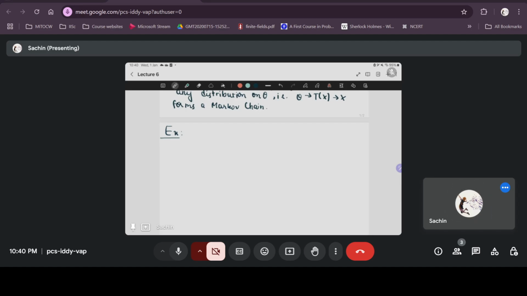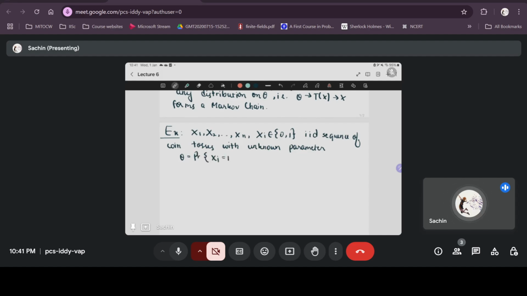Okay, let's see the example. So you have a sequence of random variables X1, X2, up to Xn. Each of the Xi's takes a value either 0 or 1. And this is an IID sequence of coin tosses. So it's independent and identically distributed, with the distribution being unknown. The unknown parameter theta is the probability that the coin toss results in a head.